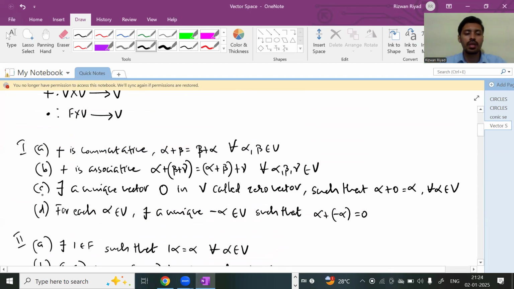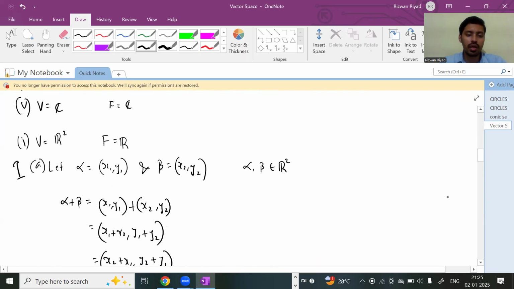Now move to the third one, the C. There exists a unique vector u in our V, in this case R square, called the zero vector, such that alpha plus 0 equals alpha for all alpha belongs to V. See, which is that zero vector in our example?